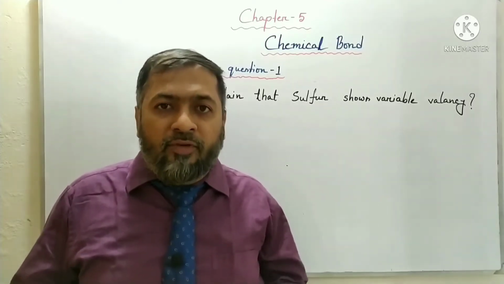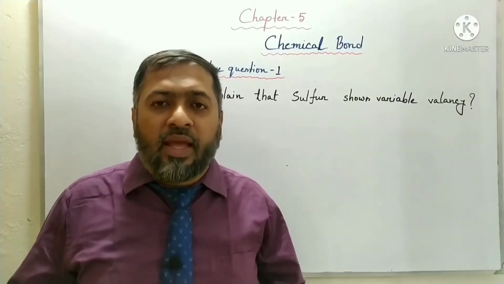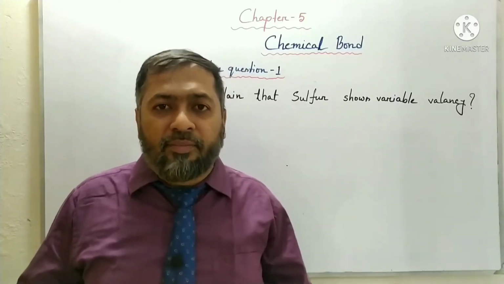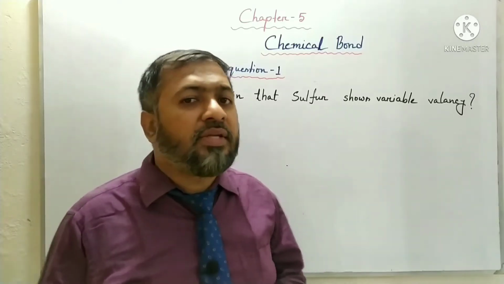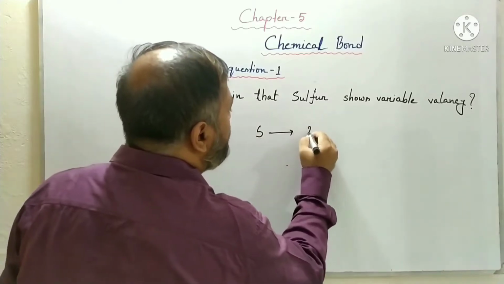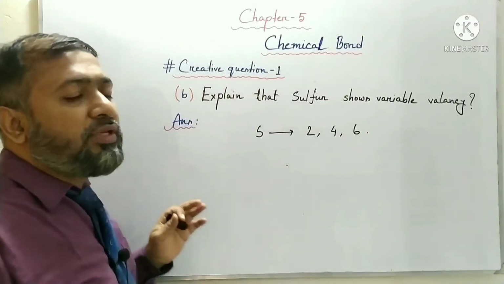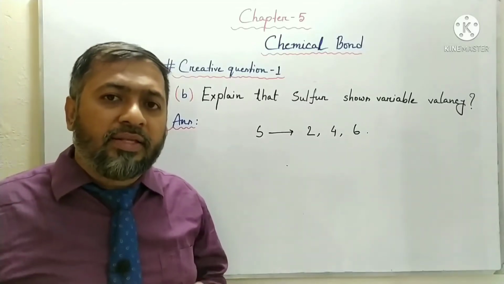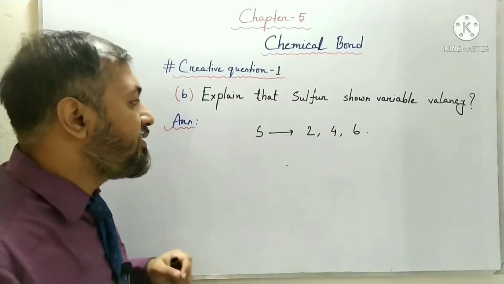Showing more than one valency of an element is known as variable valency, and sulfur is an example which can show 3 different valencies. So what are the 3 valencies of sulfur? We know that sulfur shows the valency 2, 4 and 6. So I'm going to give you the example where sulfur shows valency 2, valency 4 and valency 6.